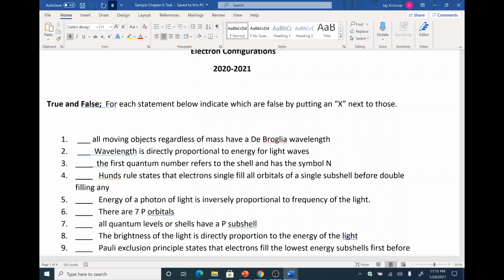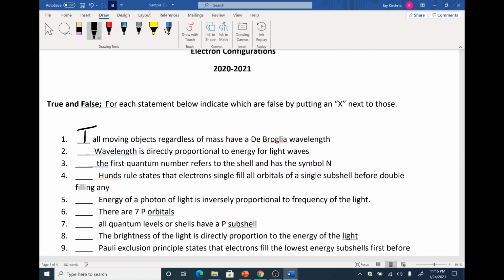Okay, so the first one, all moving objects, regardless of mass, have a de Broglie wavelength. That is correct, they do. Even you have a wavelength, you just can't see it. All moving objects have a wavelength. Electrons being as small as they are, light, all moving objects. And there is an equation you're supposed to know and use on this exam. We never had it on the quiz though, so that's kind of a heads up on that.